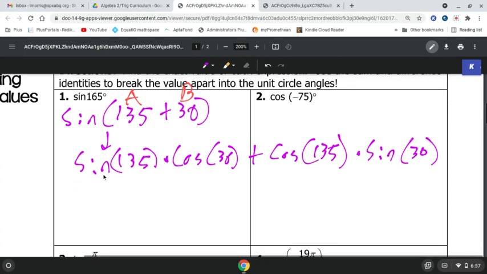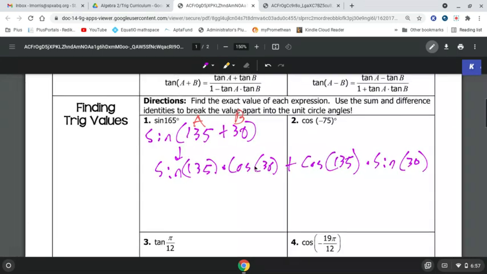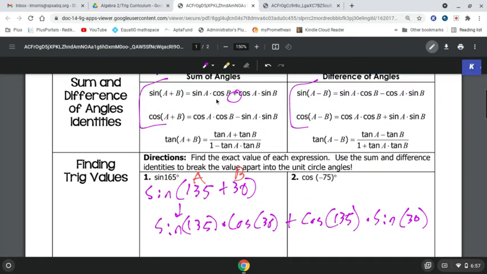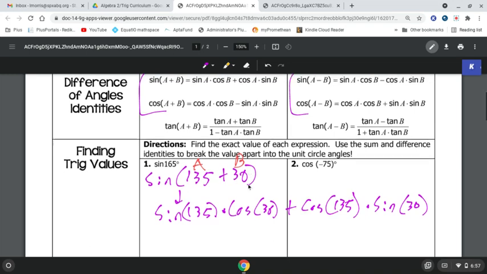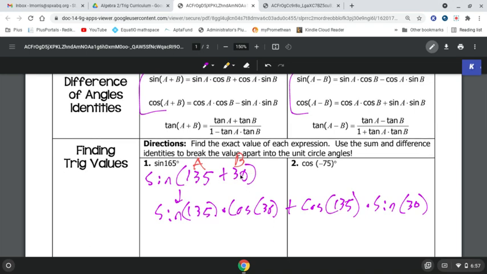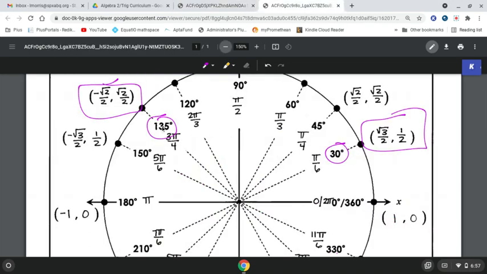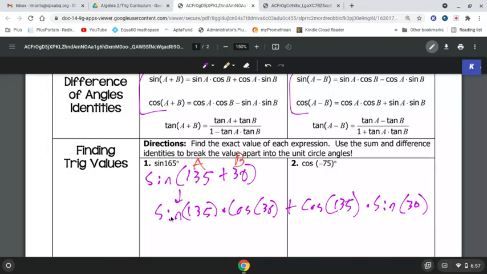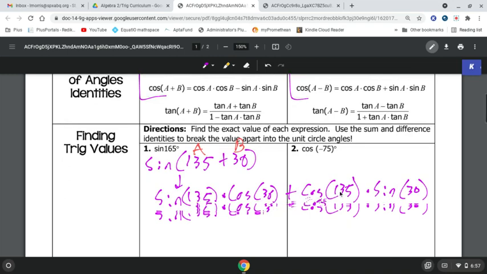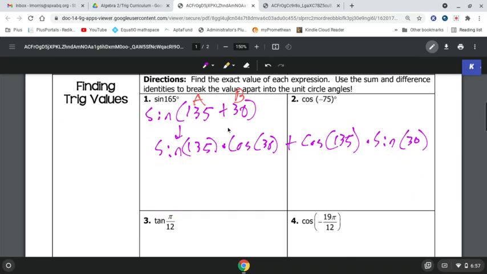Now, I know that looks long and it looks crazy, but it's going to be really easy with the unit circle, I promise. So all we did here was take sine of 165 and break it down to sine of 135 plus 30. Now, since we use 135 and 30, we can use our unit circle to help us figure out what sine of 135 is and cosine of 30 is, and then cosine 135 and sine of 30. So here's how you do it.